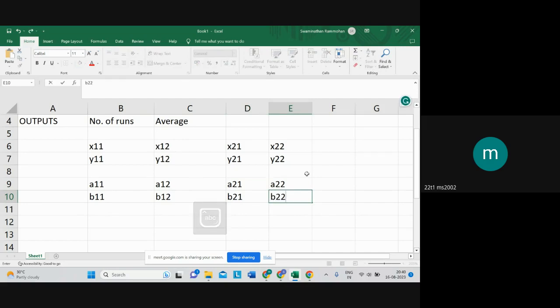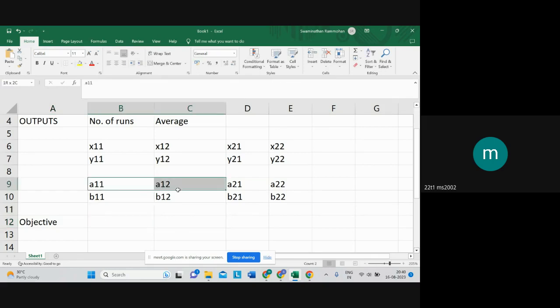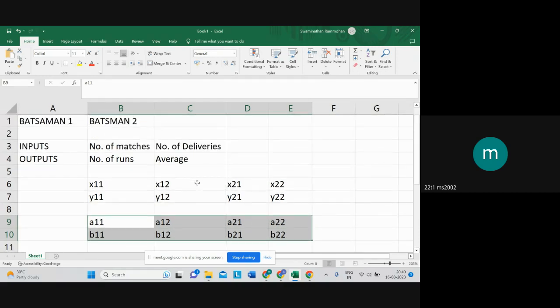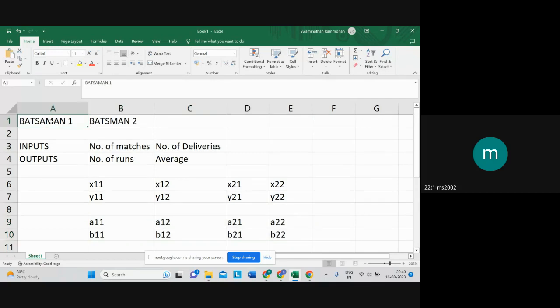So in DEA, what are we trying to maximize? We are trying to maximize the efficiency, which is nothing but weighted output by weighted input. So these weights that are associated with inputs and outputs are going to be your decision variables. So you are going to change your weights so that the efficiency of batsman 1 is maximized.